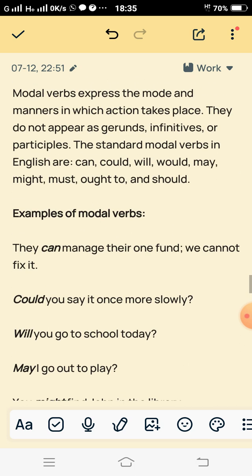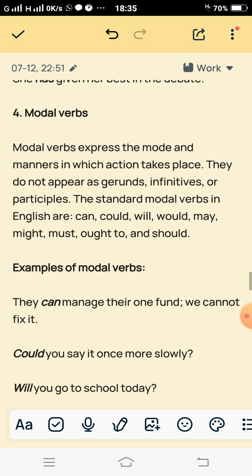Now, modal verbs express the mode and manners in which action takes place.